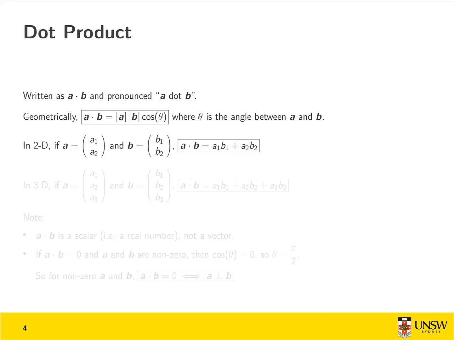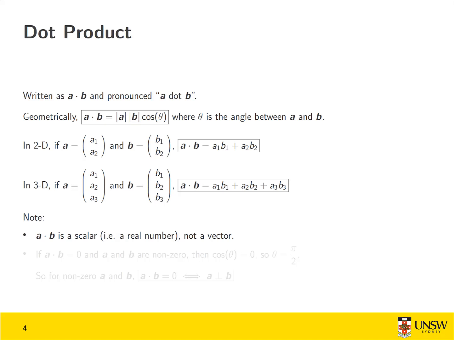Algebraically, the dot product of two vectors is the sum of the products of their corresponding components. That is, in 2 dimensions, A dot B equals A1b1 plus A2b2. In 3 dimensions, A dot B is A1b1 plus A2b2 plus A3b3. Note that the dot product of two vectors gives a scalar, not a new vector.